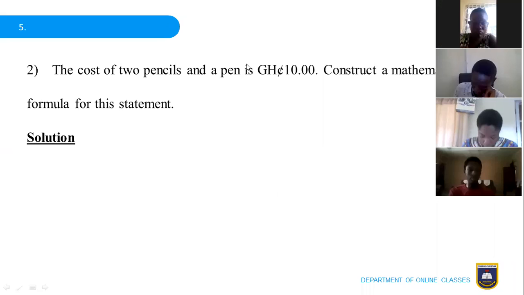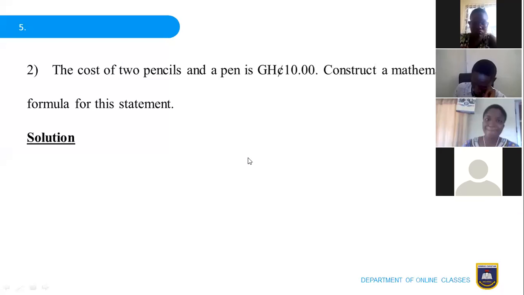Please, from the question, you said 2 pencils. And then 2 pencils and a pen is 10 Ghana cedis. So my formula is P squared. That is the pencils, 2 pencils. Plus the pen Y is equal to 10 Ghana cedis. Okay. William.